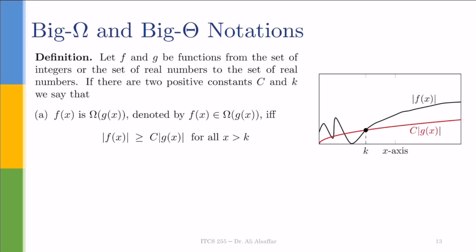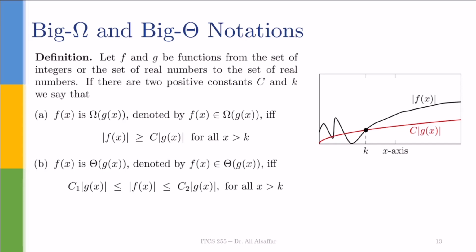Remember, for big O, f of x is always in a lower level than g of x. Now for big omega, it is the reverse. f of x is always on top of g of x. So g of x will be like a lower bound to f of x.